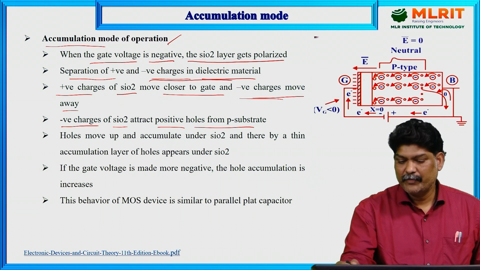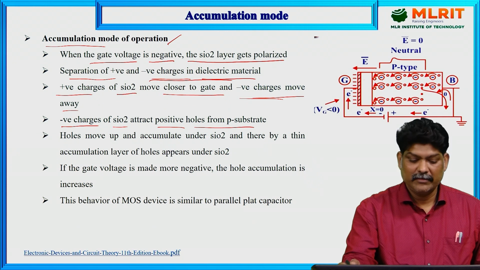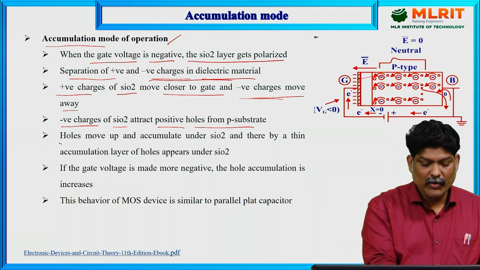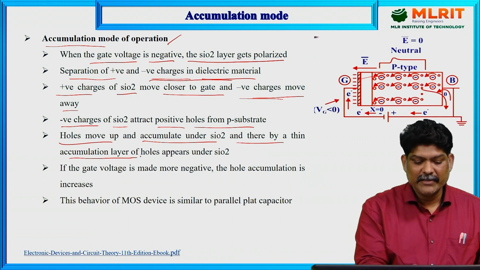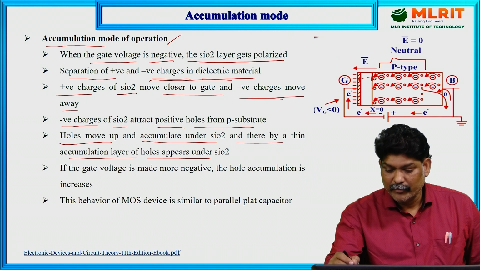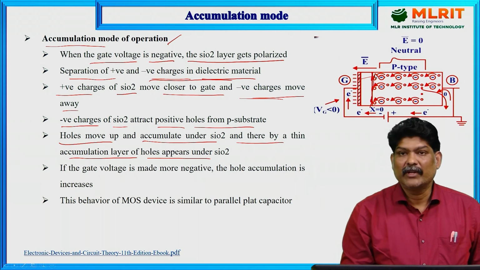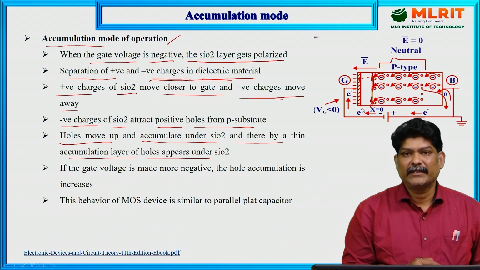So this is the P substrate. Whatever the negative charges, the electrons, these positive holes are attracted towards the negative gate voltage. Holes move up and accumulate under SiO2, and thereby a thin accumulation layer of holes appears under SiO2. So here you will get the accumulation layer under the SiO2 layer. In between the gate and the P-type semiconducting material, the SiO2 layer is there.